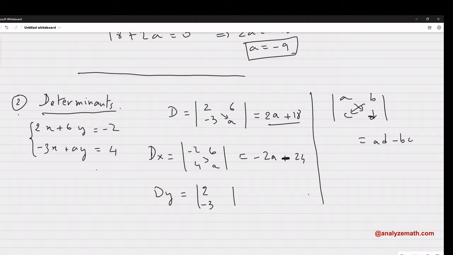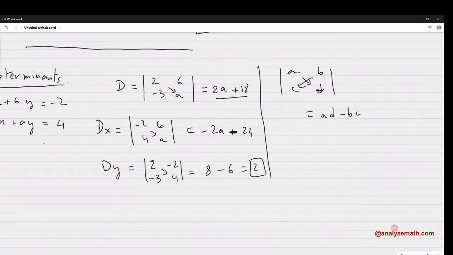2, negative 3, and then the constant minus 2, 4. Again, you replace the coefficient of y by the constant. This is the dy, and this will give me a number. So 8 minus 6, that gives me 2. Now, how do you find x and y? X is dx by d, and y equal to dy by d.